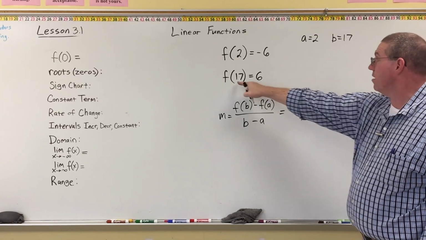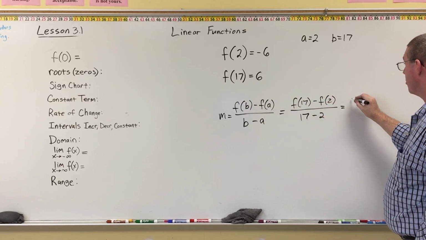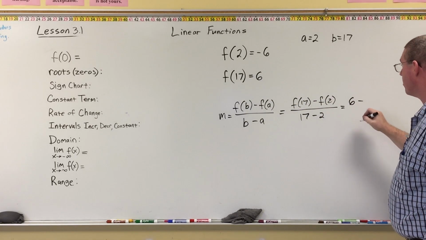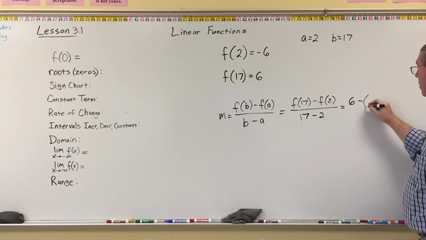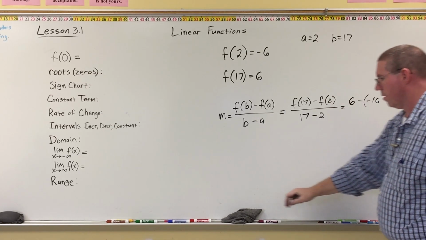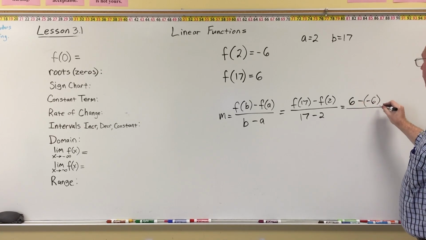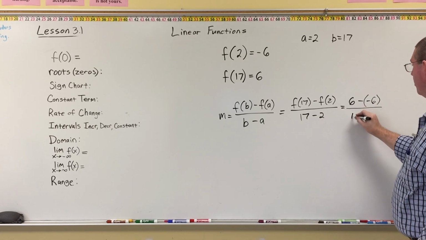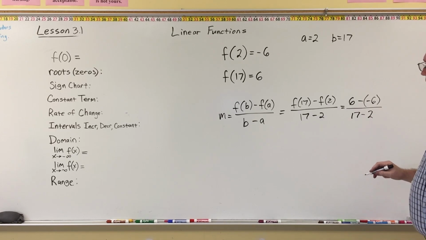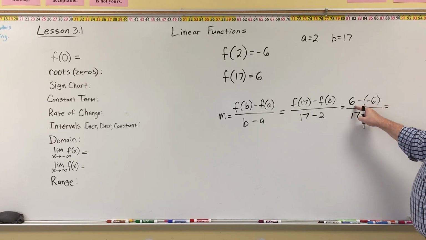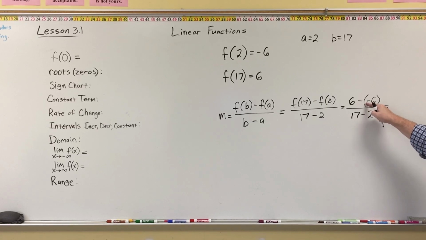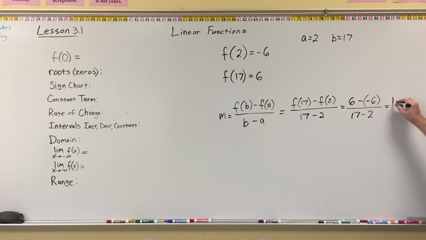Well, f of 17 is given to us right here. That's 6. So we have 6 minus f of 2 is negative 6. So I'll put in parentheses, oops, that's not 16, that's 6. Negative 6 over 17 minus 2, okay? And now we know that 6 minus negative 6. So minus negative 6 means plus 6. So 6 plus 6 is 12. And 17 minus 2, that's 15. And so what's 12 over 15?